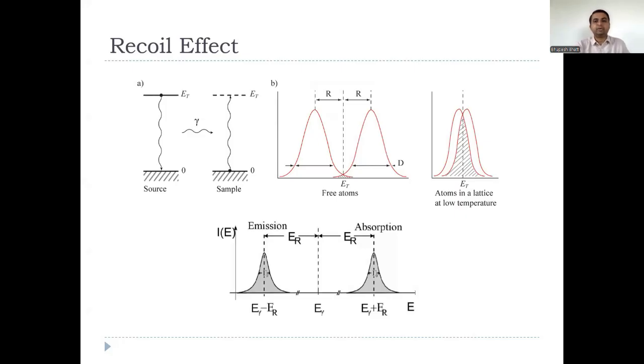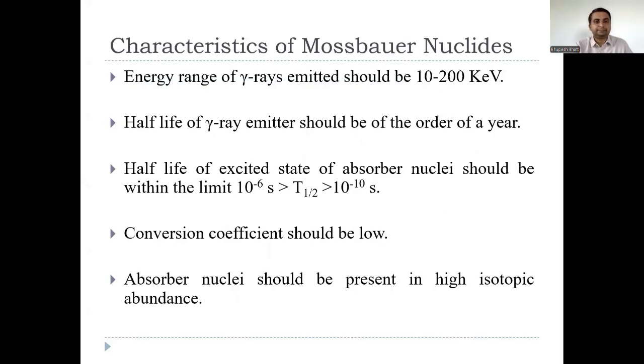Now, what is the recoil effect? We can understand the recoil effect by this simple diagram. This is the probability of matching the energy. In this figure, we can see that this region is the probability. We have the source material, we have the absorber material, and this is the probability. The higher the probability of matching the energy, the lower the recoil energy. So by minimizing this recoil energy, we can increase the probability of matching the energy of the source material and the absorber material.